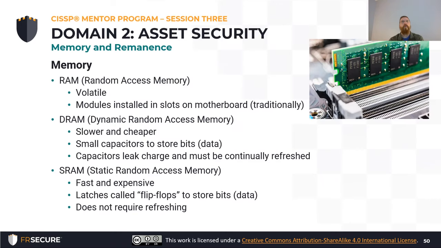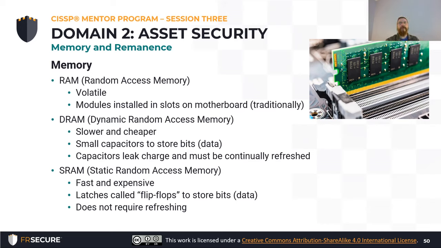So RAM is your random access memory. That's what you see in that picture there, the older stuff. You have DRAM and then SRAM. You have to remember, it's volatile, right? You're going to have to memorize all this stuff, just so everybody's clear. You're going to hear me say that on almost all these slides.